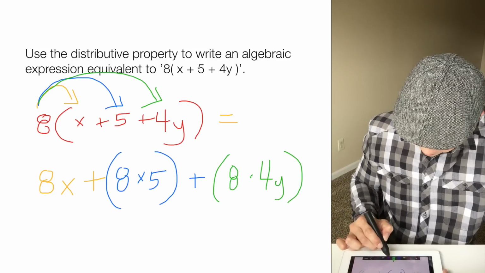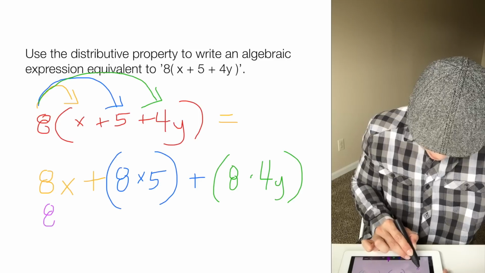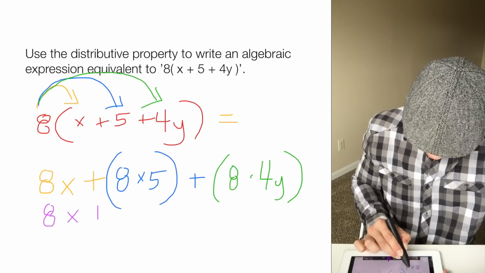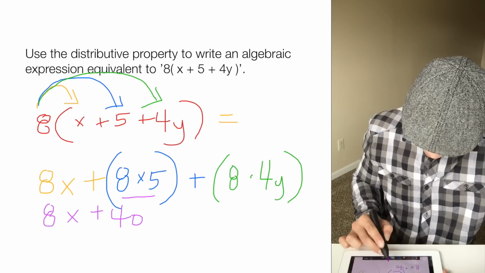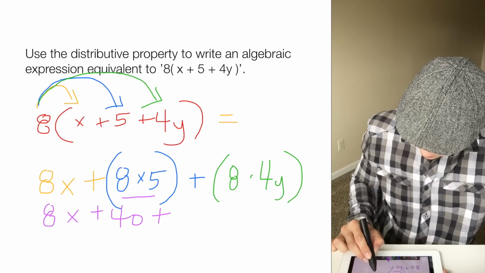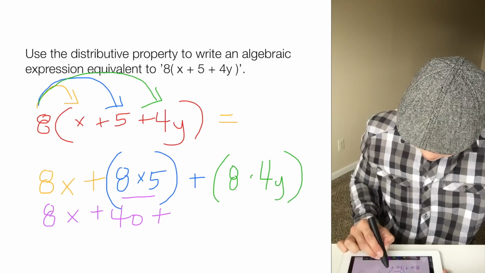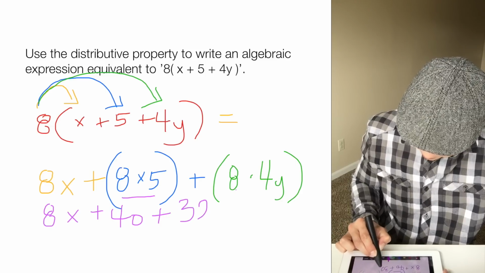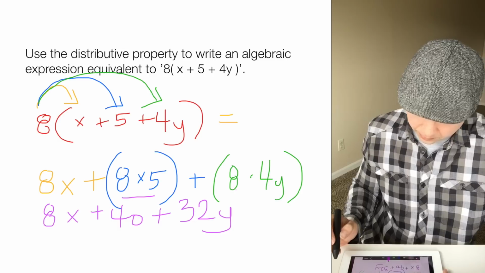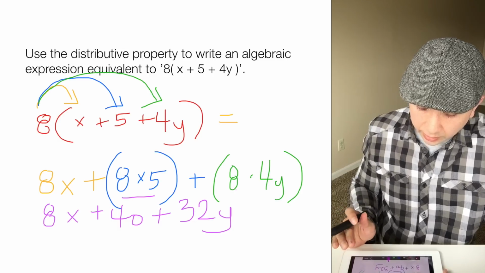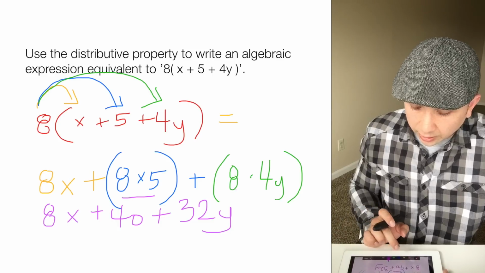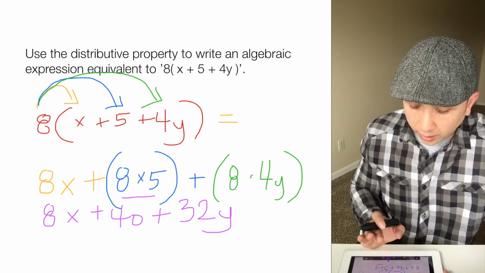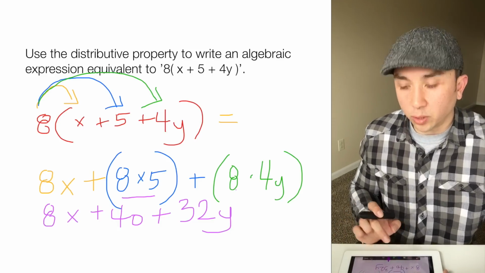Now we can simplify this as 8x plus 8 times 5 is 40 plus 8 times 4y is 32y. So that's how we distribute 8 to x plus 5 plus 4y using the distributive property.